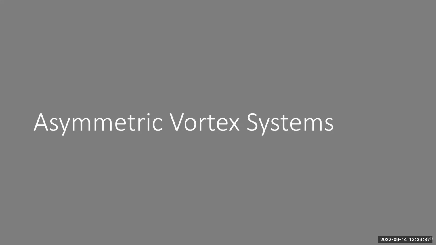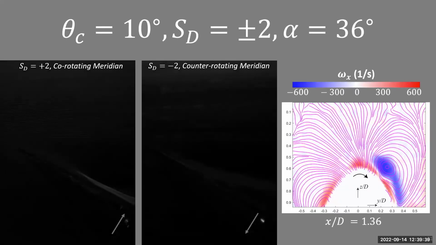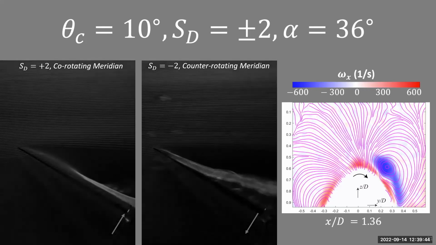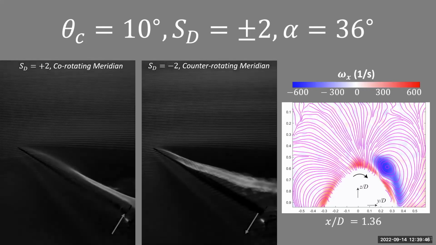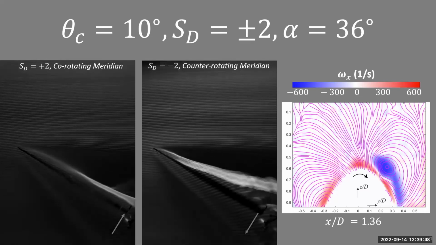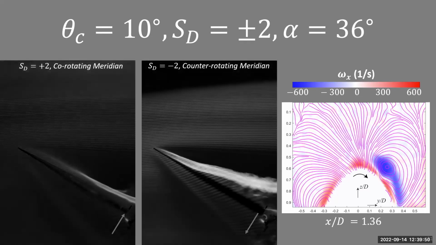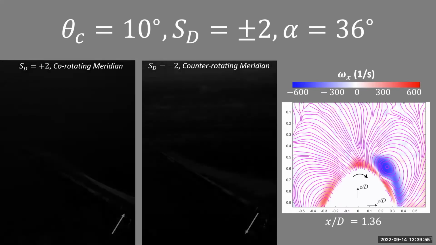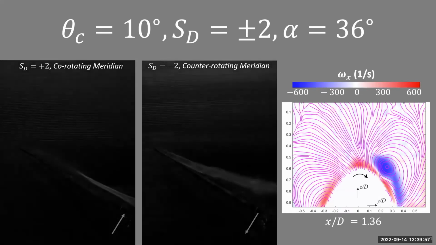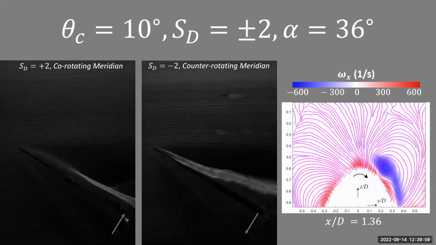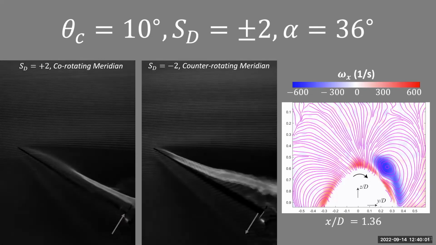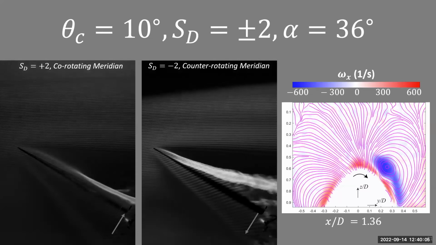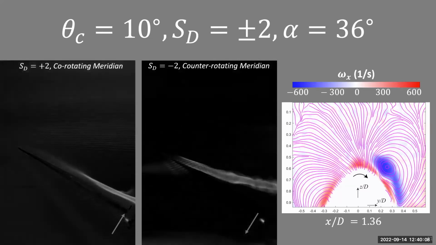So we'll go ahead and move on and see the effect of spin. Proceeding with the same sort of structure as before. Here's a slender cone, half angle of 10 degrees, that's rotating at a ratio of plus or minus 2 at an angle of incidence of 36 degrees. We're spinning the cone in plus and minus directions in order for us to be able to see both the co-rotating and counter-rotating meridians. On the left-hand side is co-rotating, right-hand side is counter-rotating. That's going to follow the same structure for the following slides.